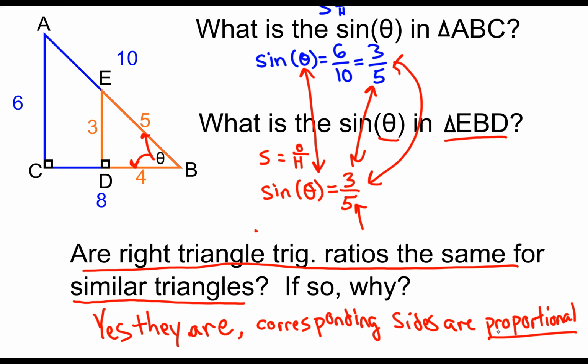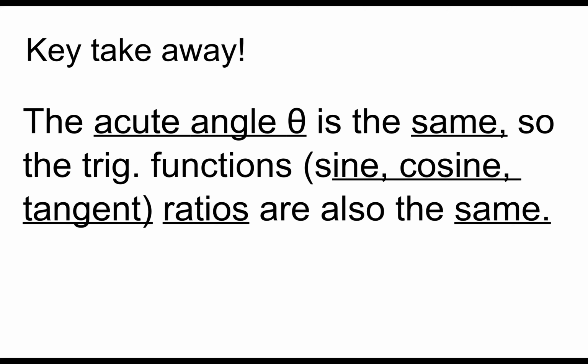All right, so it's a lot, but an easy concept. Just remember, if you see a picture like this, the sine of this angle is going to be the same no matter what triangle you're looking at. The cosine is going to be the same. The tangent's going to be the same. Okay? So let's take a look now at what is the key takeaway here.